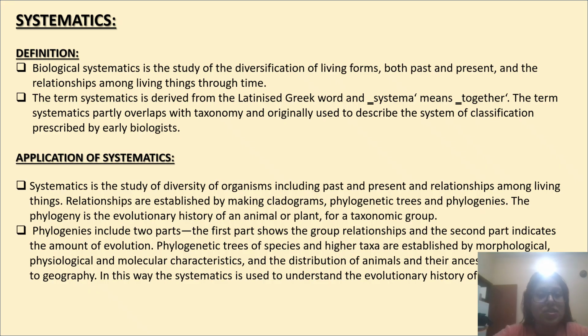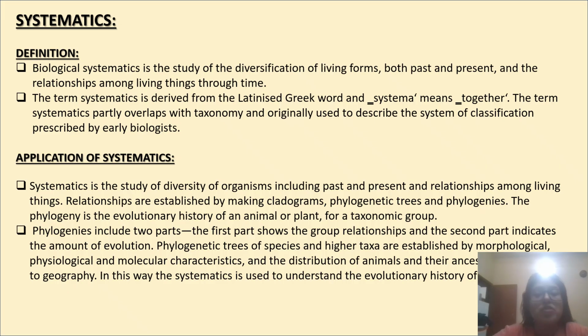What is systematics? In biology, systematics is the study of the diversification of living forms, both past and present, and the relationship among living things through time. The term systematics is derived from the Latinized Greek word systema, meaning together. The term systematics partly overlaps with taxonomy and was originally used to describe the system of classification prescribed by early biologists.